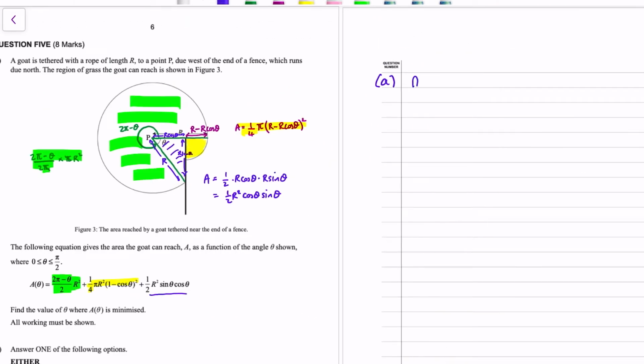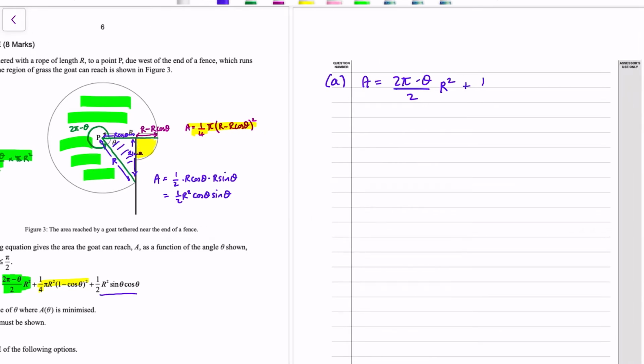Okay, area, 2 pi minus theta, all divided by 2 times r squared, plus pi r squared over 4, 1 minus cos theta all squared, plus r squared over 2 times sine theta cos theta. The variable's theta, r is the constant, it's the rope. We're assuming that the rope doesn't change length while the goat is trying to get free. It's a constant length. We'll assume that it's at the maximum length it can be.